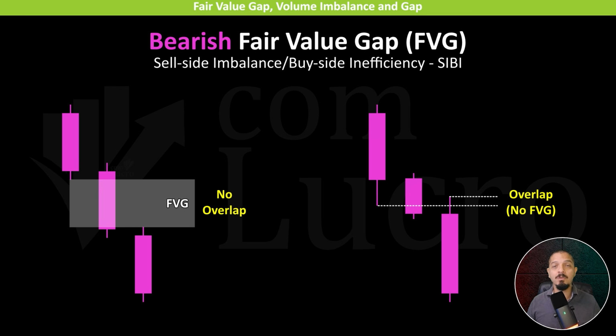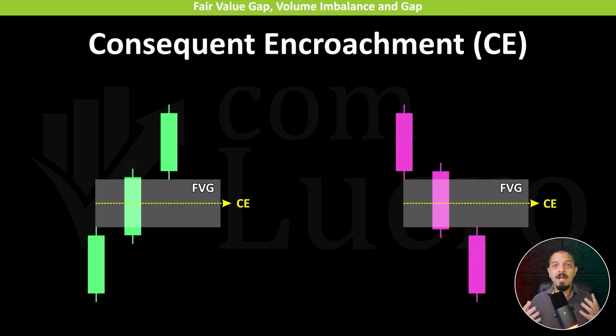Another important concept related to fair value gaps is known as consequent encroachment. This simply refers to the midpoint of the fair value gap, or the 50% level of the gap. Fair value gaps can act as areas of support and resistance, similar to other structural levels. In many ICT models, this is exactly where precision entries occur after liquidity has been swept and structure has shifted. Because of this, it is important to observe how price reacts to the boundaries of the fair value gap and to the consequent encroachment level.